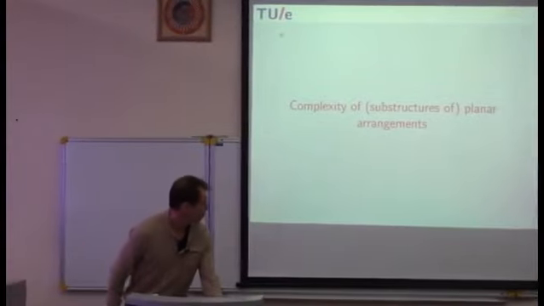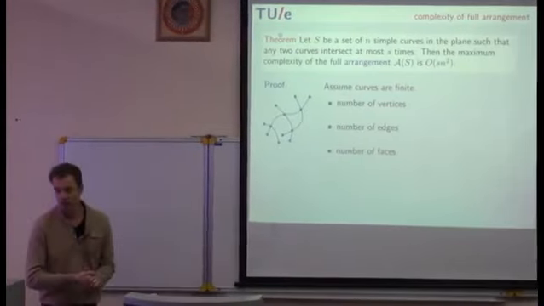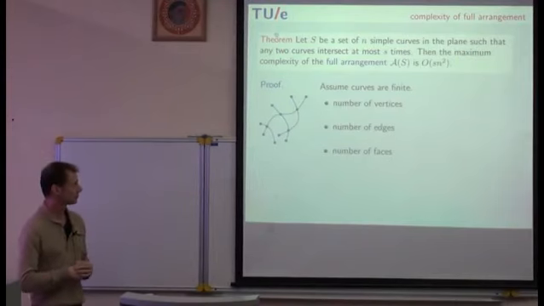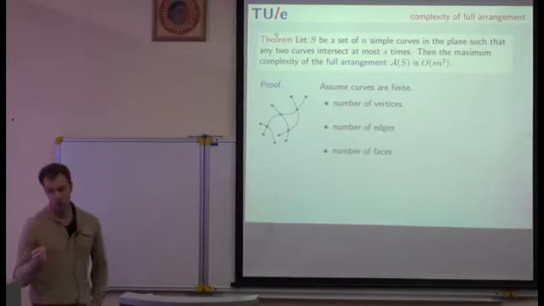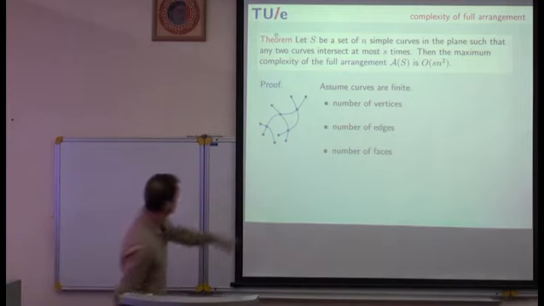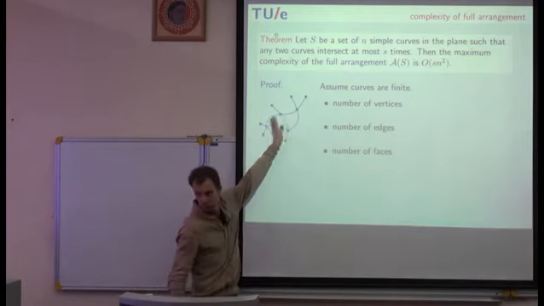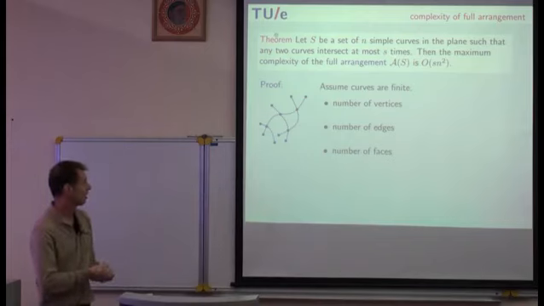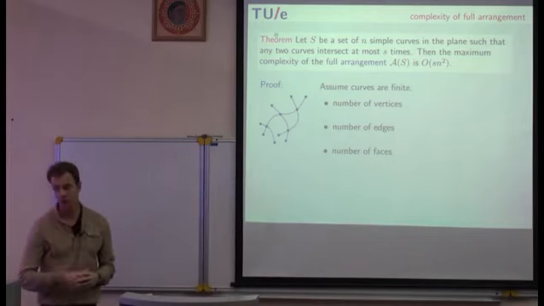But let's first do some trivial things. So if I have an arrangement of curves in the plane, any two curves can intersect at most s times, so s is a parameter. So here s would be 2. What is the complexity of the arrangement?